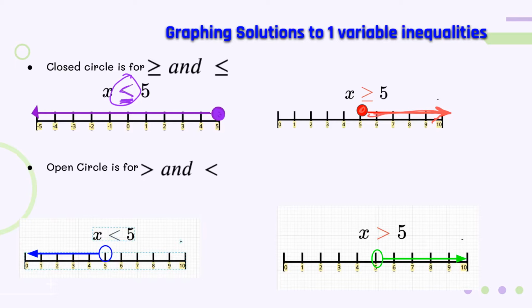And an open circle is on the number line when it's representing the greater than symbol or the less than symbol. So it's open, so this graph represents all values on the number line that are less than 5. This graph is all values on the number line that are greater than 5, but 5 is not included in the answer. 5 is not a solution to the answer. 5.1 is a solution, but not 5.